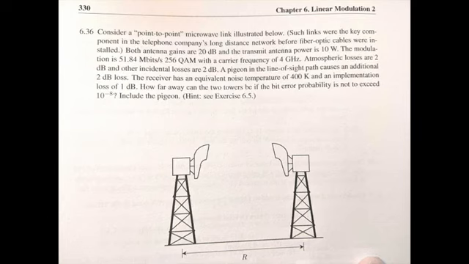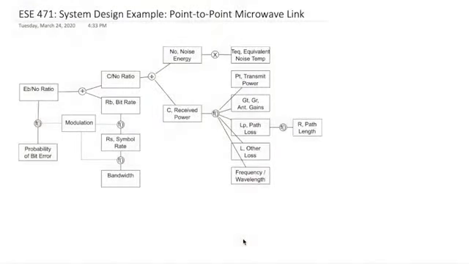The receiver has an equivalent noise temperature of 400 K and an implementation loss of 1 dB. How far away can the two towers be if the bit error probability is not to exceed 10 to the minus 8th? This problem has a lot of information. I tend to like to kind of mark up what information I have on this diagram.